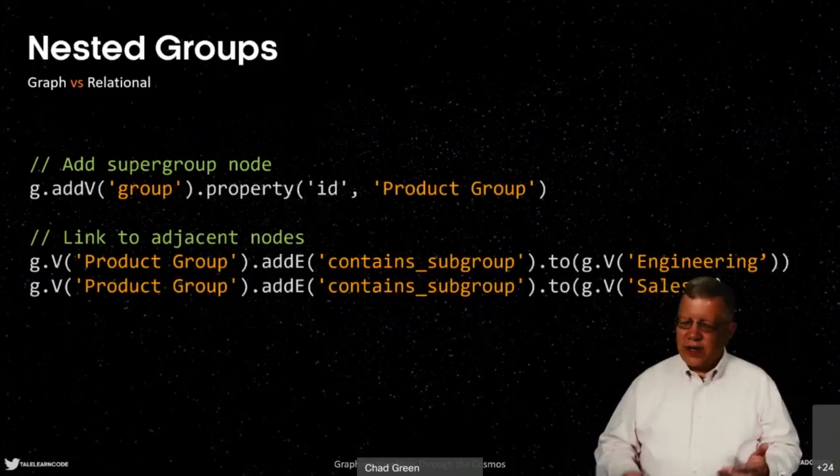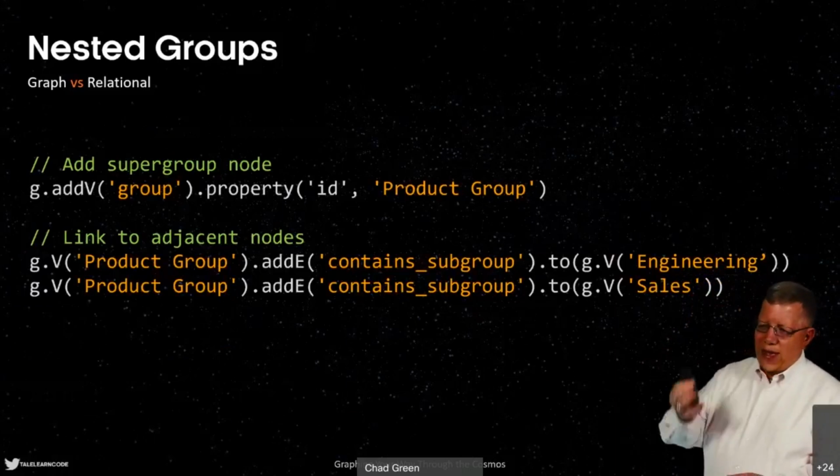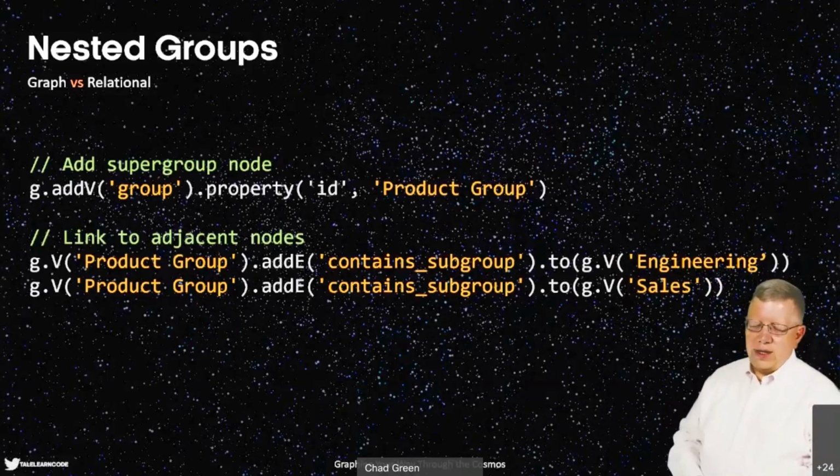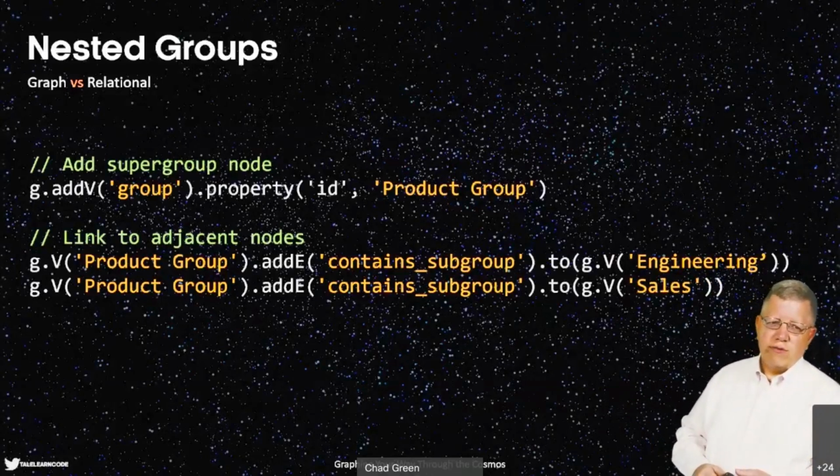On a graph database, again, this is going to be very simple. I'm going to add that super group node, right? So add the group with a property ID of product group, and then we're just going to link engineering and sales to it. Again, no actual structure changes. All we're doing is adding one object, and then we're going to tie those in.